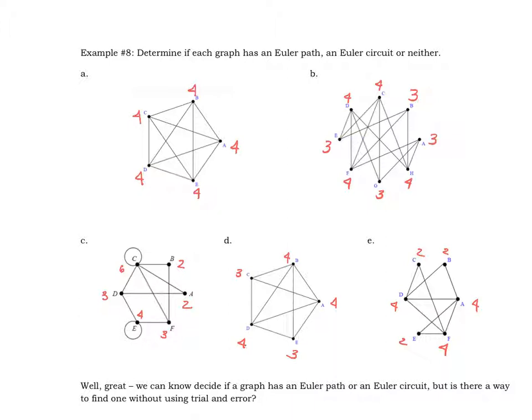In example A, every single vertex is even, so that means it has an Euler circuit. And remember, if something has an Euler circuit, it also has an Euler path.